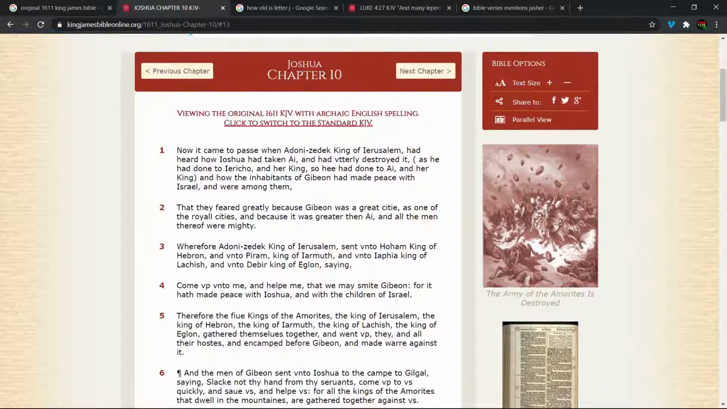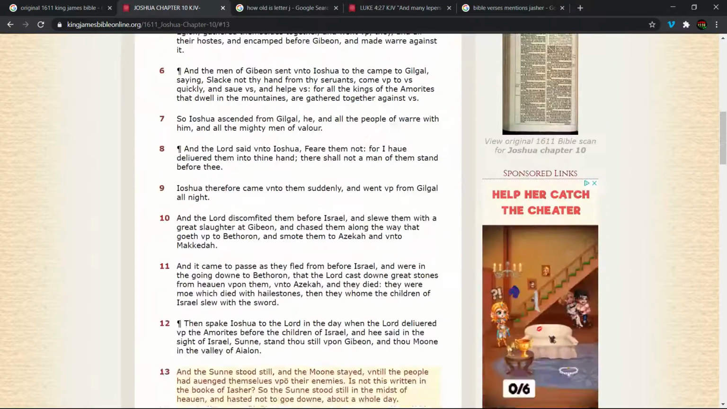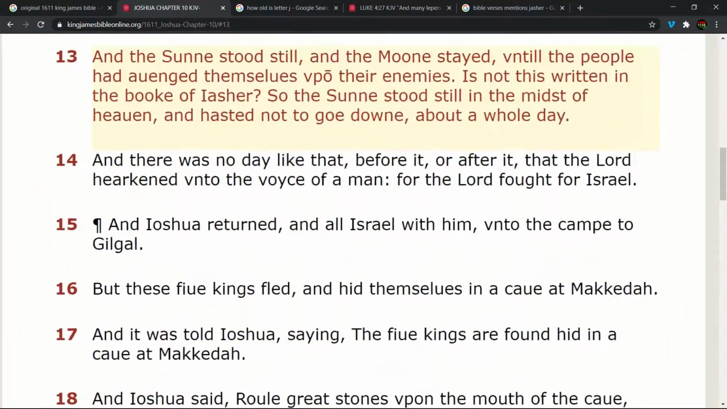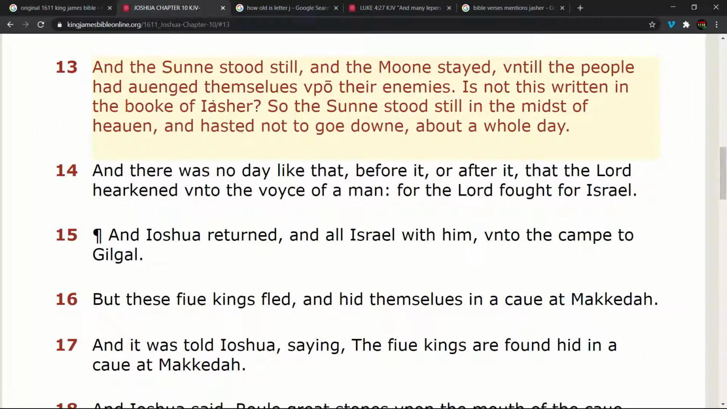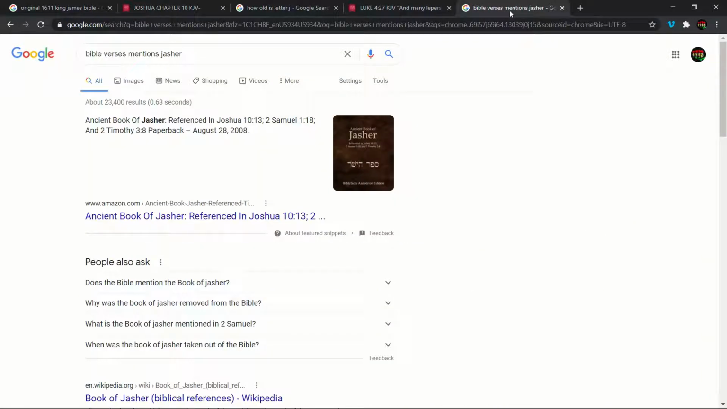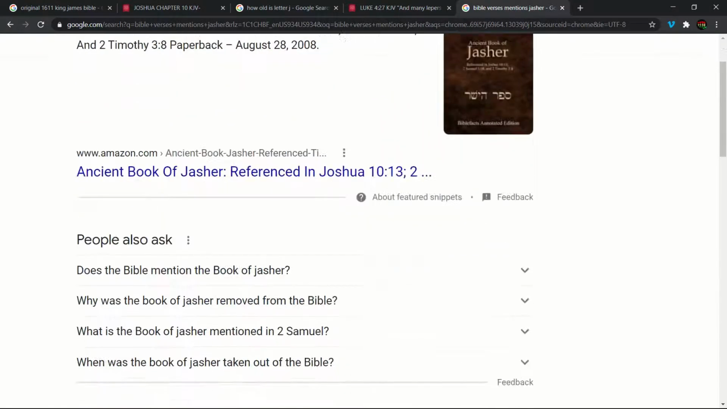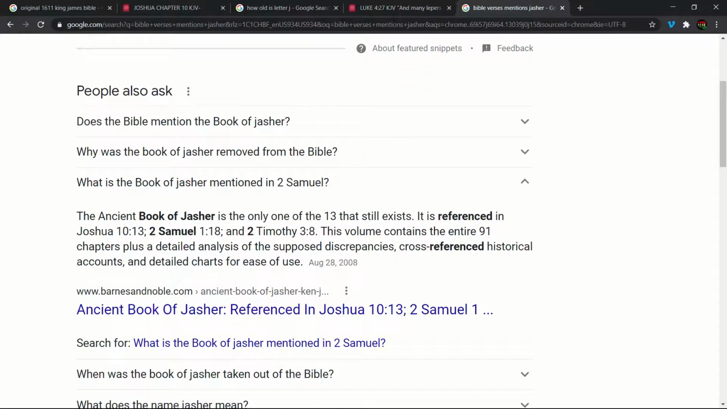The book Joshua chapter 10, 1611 Bible, verse 13, mentioning the books that's missing out your Bible, Jasher. I just did a search. I didn't intend to. Anytime you see me typing, I'm doing something, I see something else, okay? And it's also mentioned in 2 Samuel, the ancient book of Jasher. Remember I was telling you the parable is talking about the beginning? Joshua 10:13. 2 Samuel 1:18. I don't know about 2 Timothy 3:8.